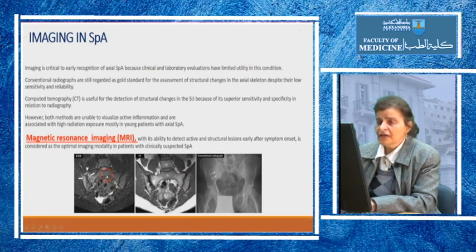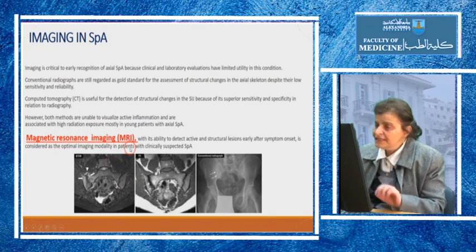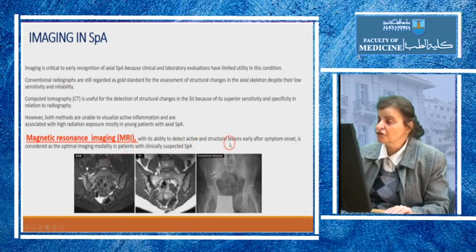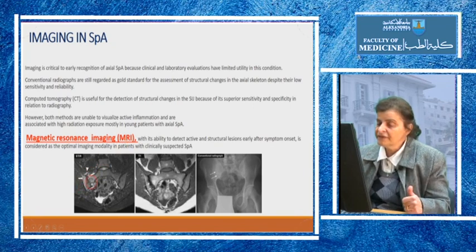This is just to reiterate that imaging is important. What are the imaging modalities that we do? As I said, we do plain x-rays in the beginning. It's still the gold standard to assess structural changes, but we know that magnetic resonance imaging, with its ability to detect active and structural lesions early after symptom onset, is considered the optimal imaging modality in our patients where we suspect spondyloarthritis. And as you see here, in various images, you see the active inflammation.